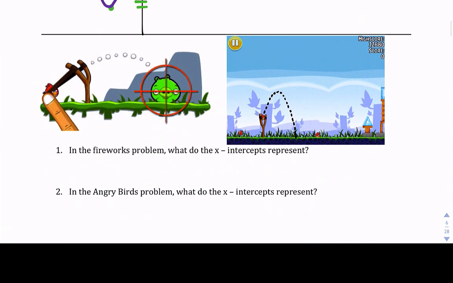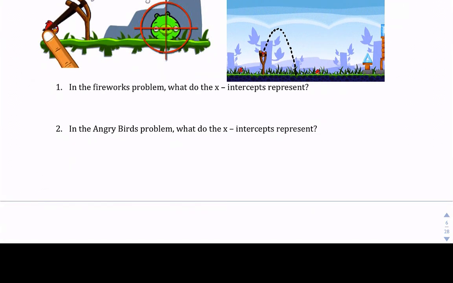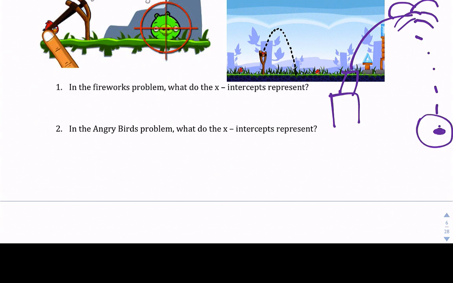Today, though, we're going to go back to that unit problem. In the fireworks problem, what do the x-intercepts represent? If you remember that problem, you're on a platform and you launch some fireworks off, and they go off here. Here are my fireworks. And then the residue comes down, hits the ground. So the x-intercepts represent where it hits the ground, and the other x-intercept is negative because we started up on a platform. So one of the x-intercepts represents where it hits the ground.